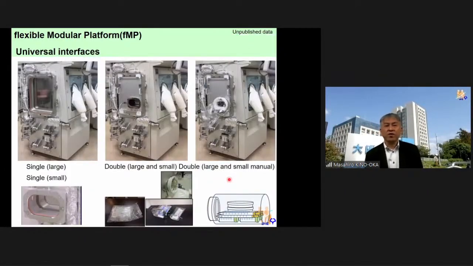For the interface, we prepare a larger size for automation, a smaller size, and a manual installing system like this. So we can prepare several types of interface, compatible with each other.